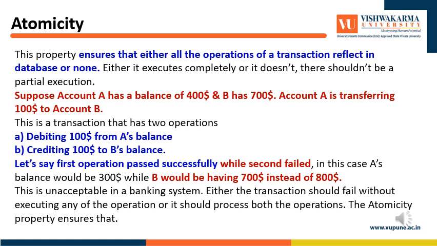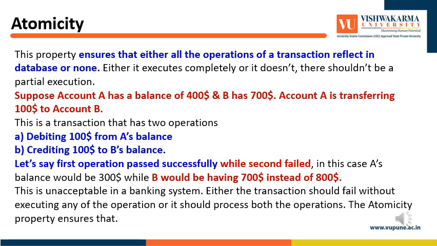Atomicity. This property ensures that either all the operations of a transaction are reflected in the database or none. Either it executes completely or it doesn't. There should be no partial execution.